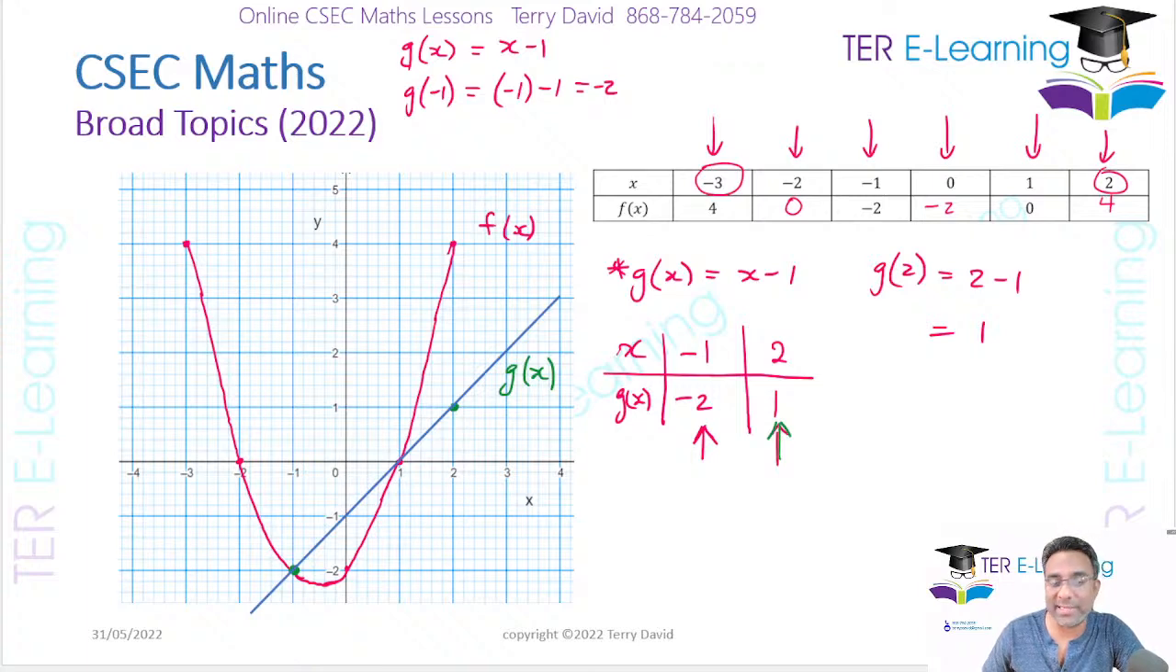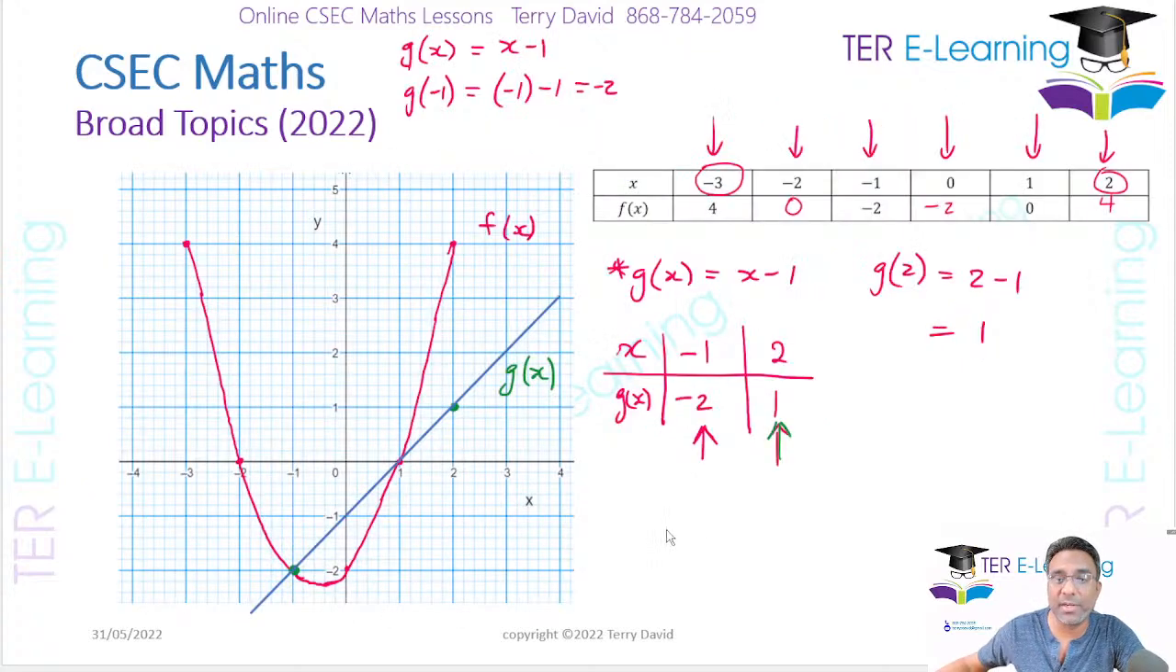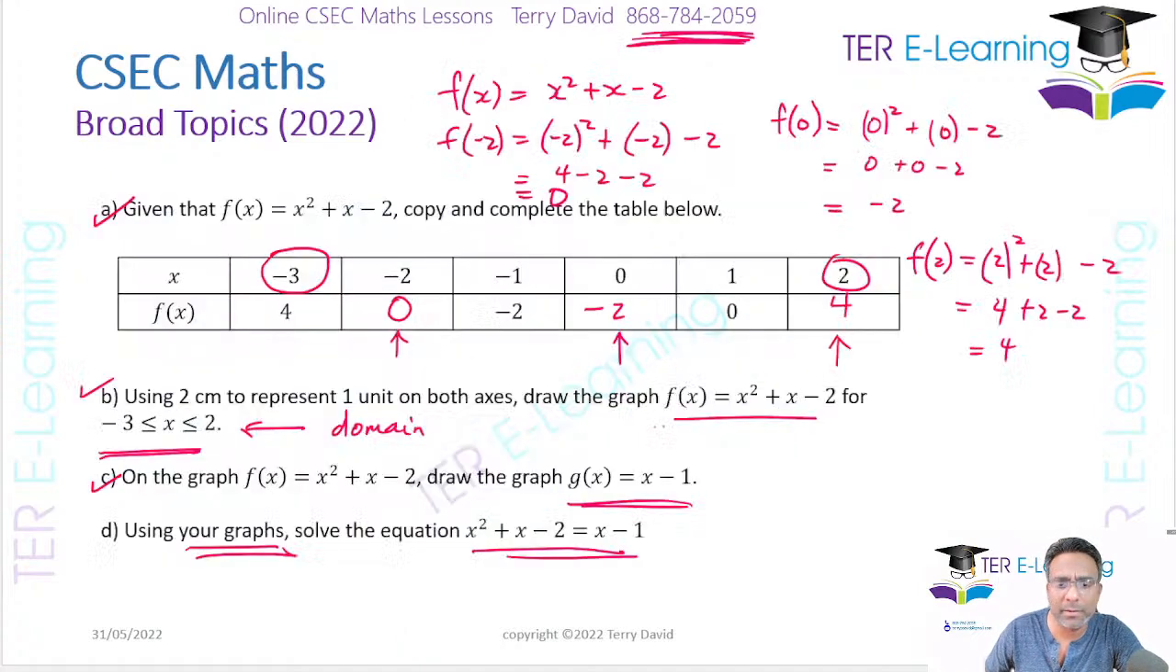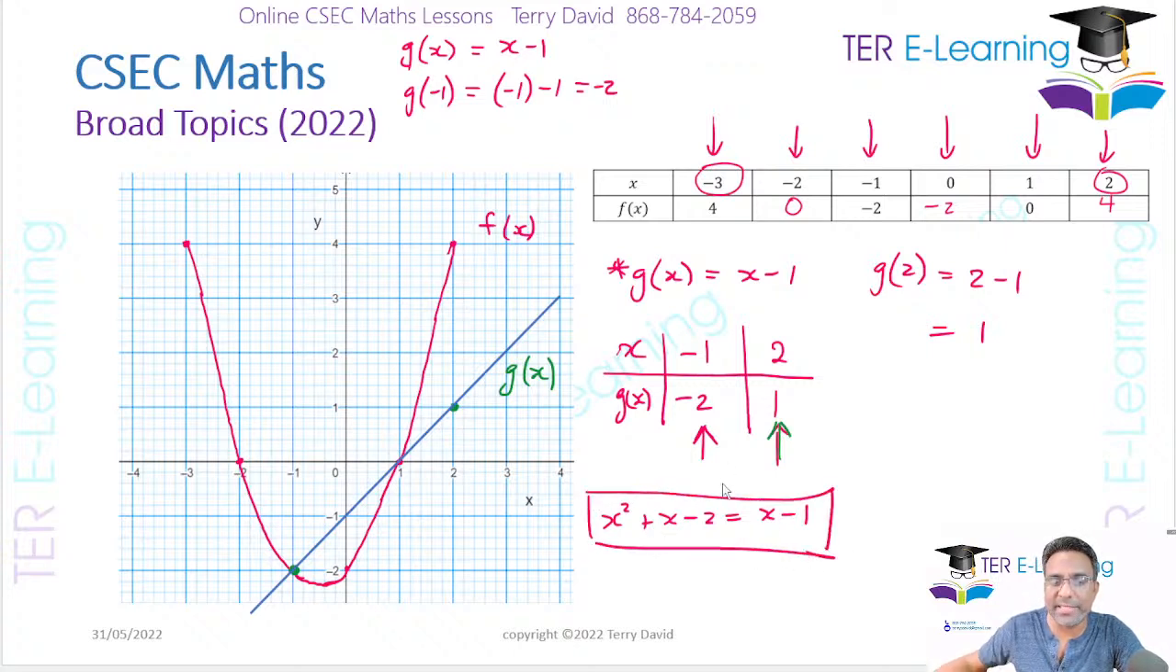Now here's what the question is asking, the last part of the question. It says, using your graphs, solve this equation. So let me show you what we're trying to solve. We're trying to solve x squared plus x minus 2 is equal to x minus 1. That's what we're trying to solve. Anybody want to tell me what the answer is for that? What is the solution to that equation?